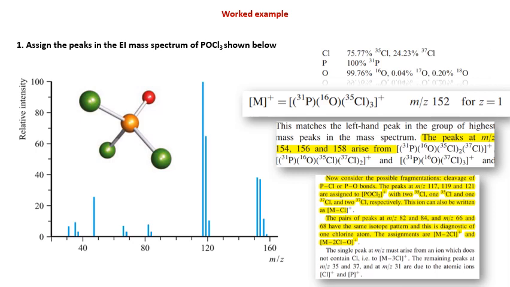Now you change 2 chlorine atoms to 37 chlorine atoms. So you can see that the third mass number is 156, which is for 31 phosphorus, 16 oxygen, one 35 chlorine and two 37 chlorine. Then for the last peak, you replace all three 35 chlorine atoms with 37 chlorine atoms. You will get the 158 peak, which is very small in intensity. So all these masses match this analysis. This actually matches the left hand peak.